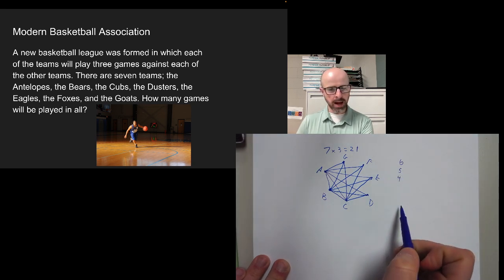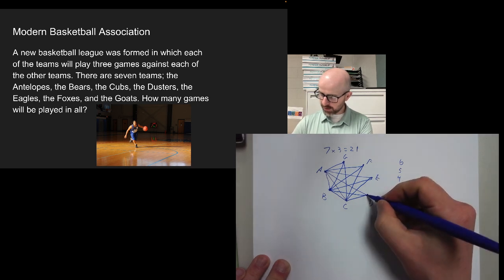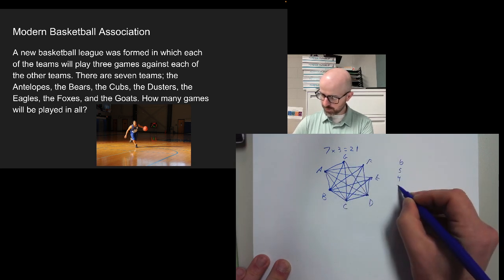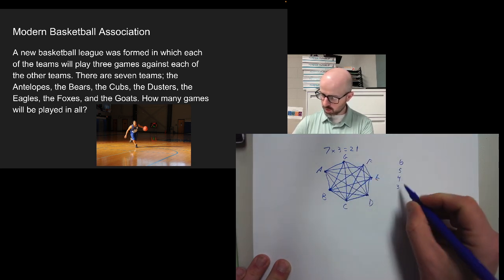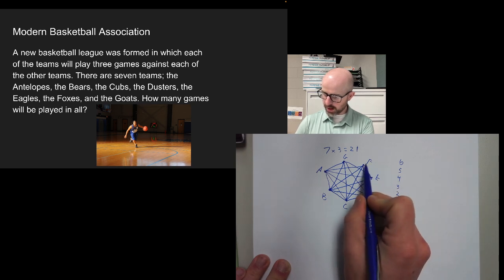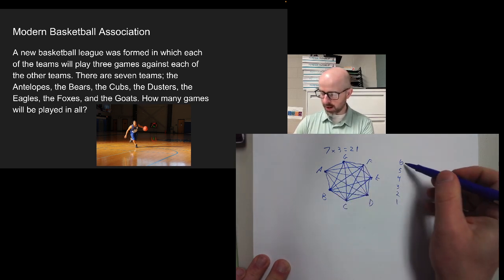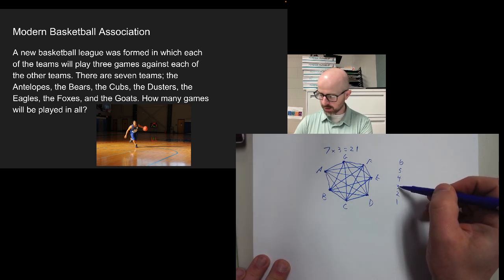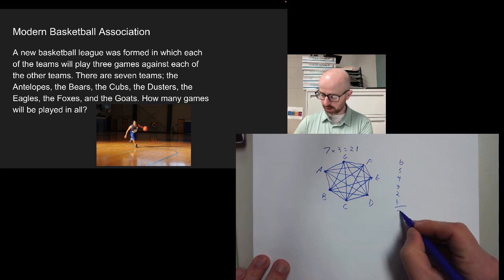Starting to see a little of a pattern here. Okay, the Dusters play the Eagles. 1, and the Foxes. 2, and the Goats. 3. The Eagles play the Foxes and the Goats. 2. And the Foxes play the Goats. That's 1. How many lines do I have? 6 plus 5, that's 11, 15, 16, 17, 18, 19, 20, 21. Hey, I was actually right.